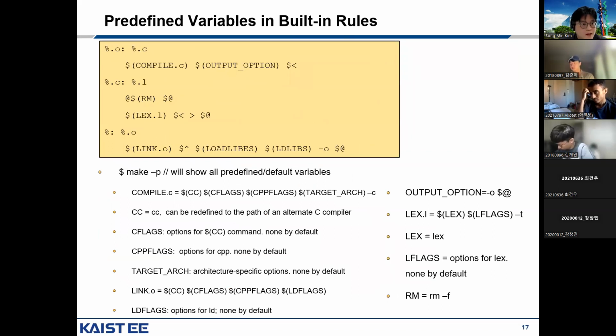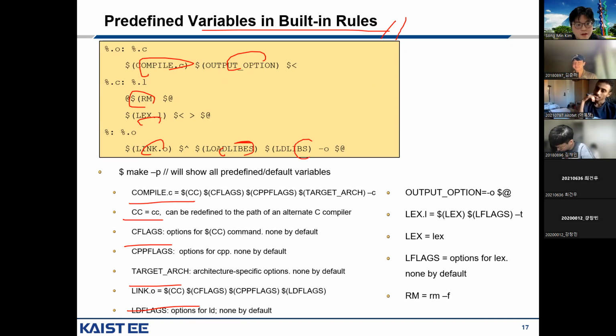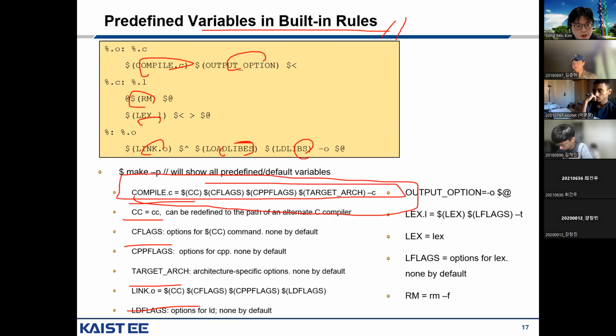Okay, and so you can also have many different variables and built-in rules. You can change all those variables here. These are all the variables that you can change by yourself. By the way, compile is defined to be this way. So basically, this is the default compile option given to GCC.